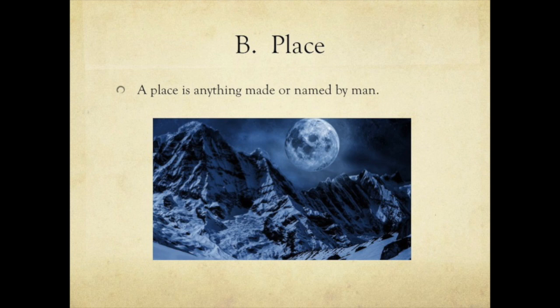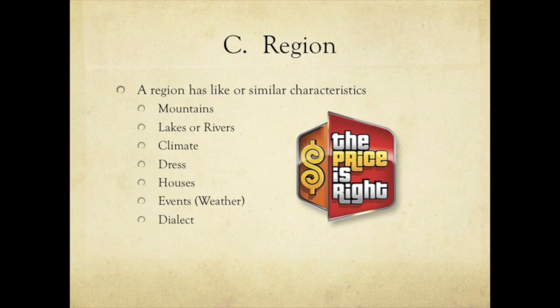So, a place is anything made or named by man. Our third sublet of geography is region. And your definition for a region is it has like or similar characteristics. So it could be mountains. If we think about our region right now, we live near the Appalachian Mountains. Not everybody lives near the Appalachian Mountains, so only those people who live near there can claim that as a characteristic of the region.